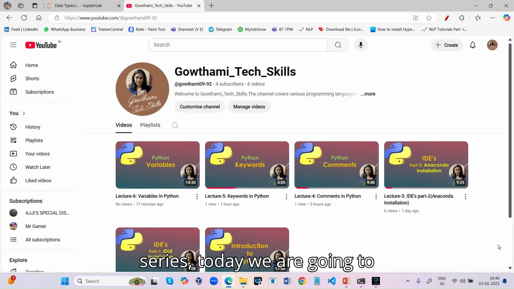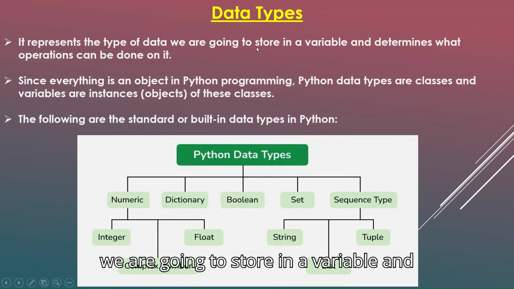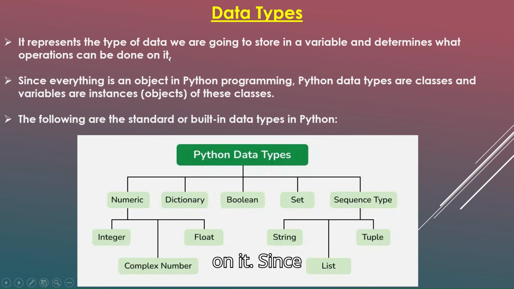In this Python series, today we are going to learn what are data types in Python. Let's begin. Data types represent the type of data we are going to store in a variable and determine what operations can be done on it.